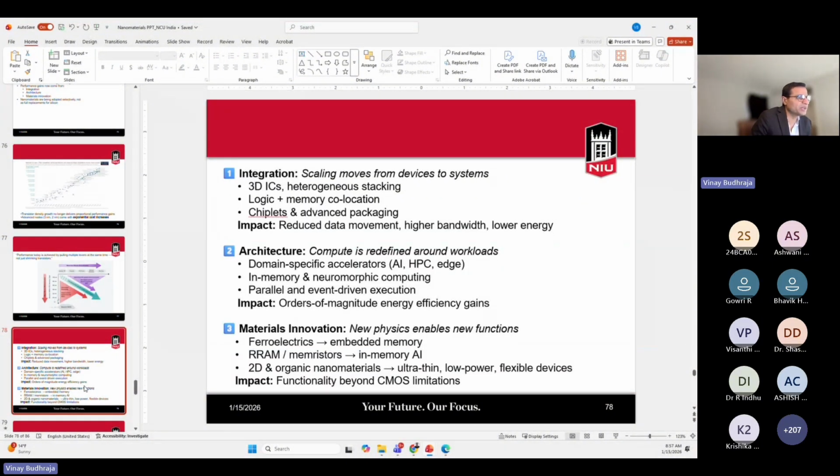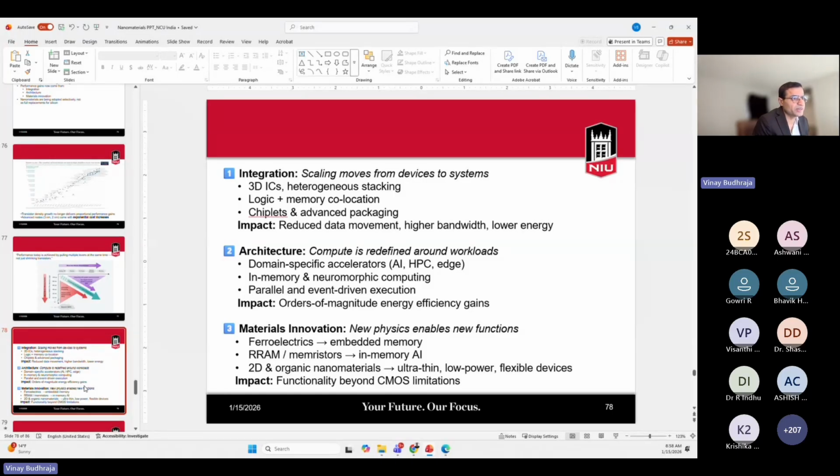Main takeaway points from here are the integration, architecture, and the materials innovation. Scaling moves from devices to system. So that has the 3D ICs, logic, and the chiplets. So the impact is reduced data management, higher bandwidth, and the lower energy.